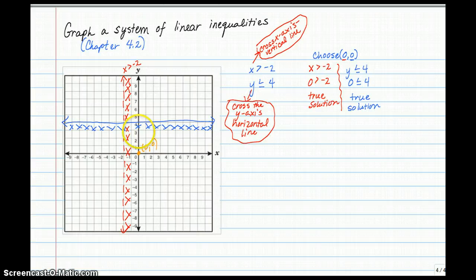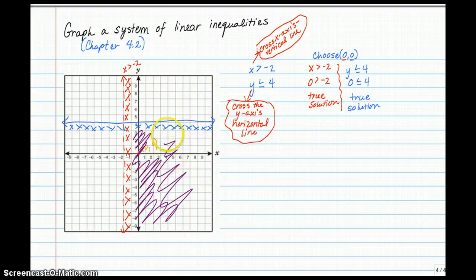Let's go ahead and use a different color. We're going to shade the side where the X's are that include 0, 0. So this would be your solution.